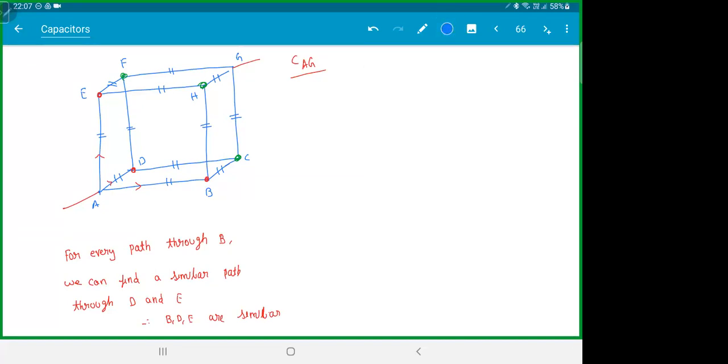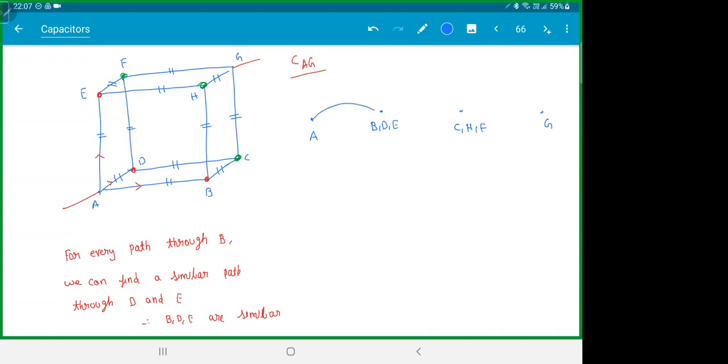Now use nodal analysis, so we are combining nodal analysis with symmetry. How many nodes are there? A; B, D, E, all three are the same node; C, H, F are the same node; and G. Even though there are 8 points, there are actually only 4 different nodes. Is this fine, everyone?